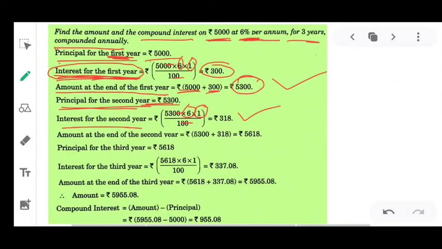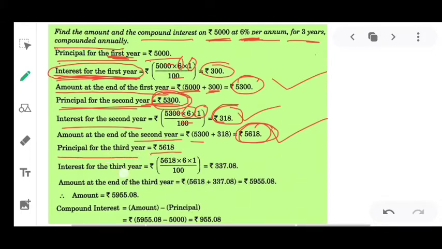Now the amount at the end of second year will be the principal for the second year, 5300, plus the interest for the second year, 318. So amount will be P plus I, 5300 plus 318 equal to 5618 rupees. Now this amount, the amount at the end of second year, will be taken as principal for the third year. So write down principal for the third year equal to 5618 rupees.